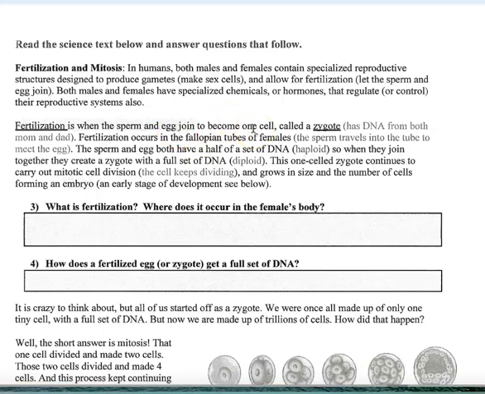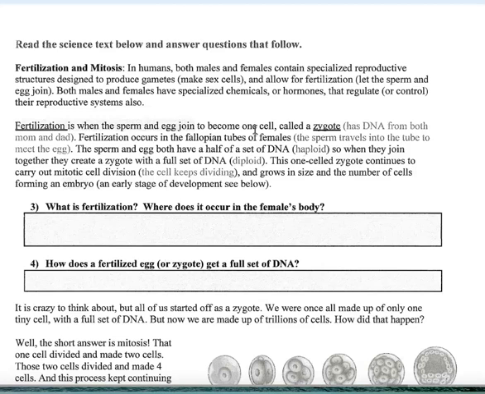We're going to read this text below and then answer a couple more questions. Fertilization and mitosis. In humans, both males and females contain specialized reproductive structures designed to produce gametes. That should say male. Oh, they make sex cells, yes, and allow for fertilization. They let the sperm and egg join. Both males and females have specialized chemicals or hormones that regulate or control their reproductive systems.